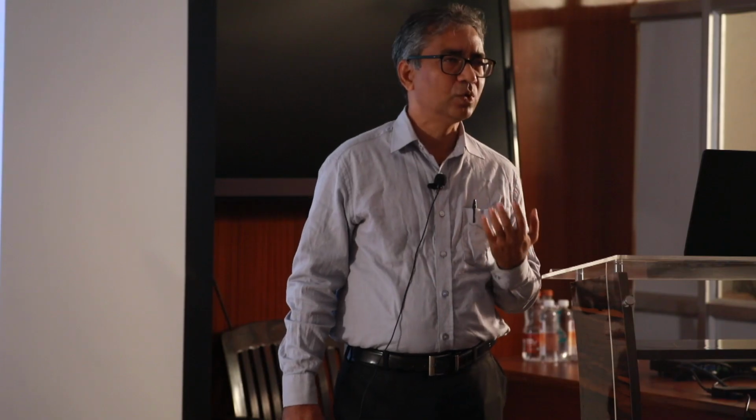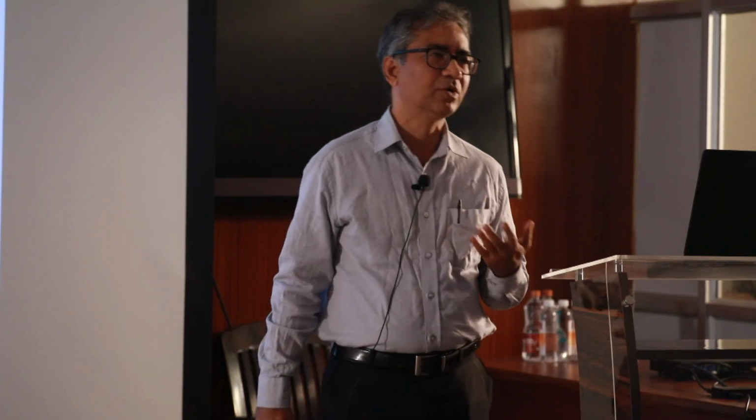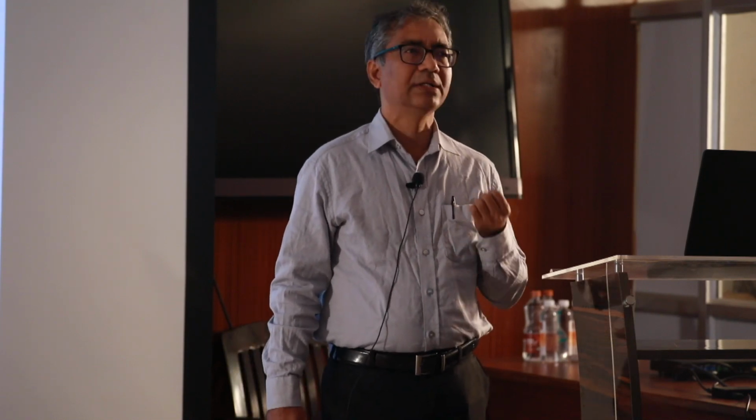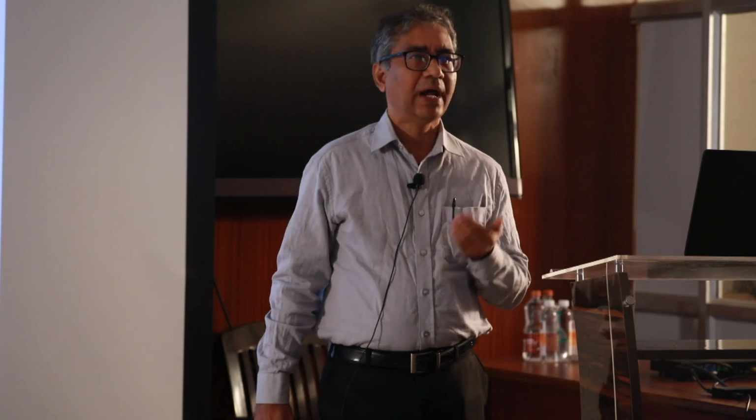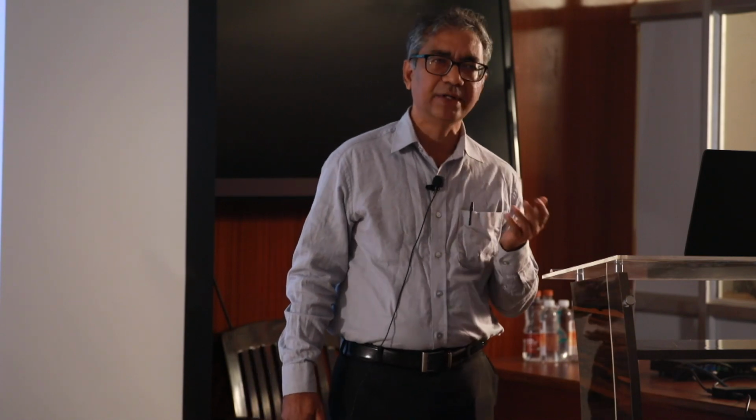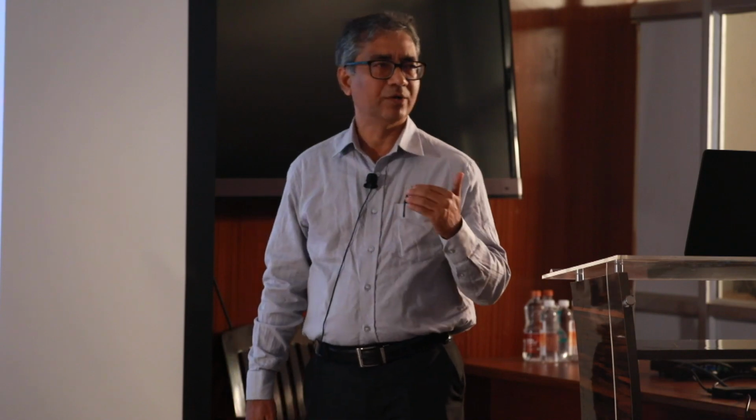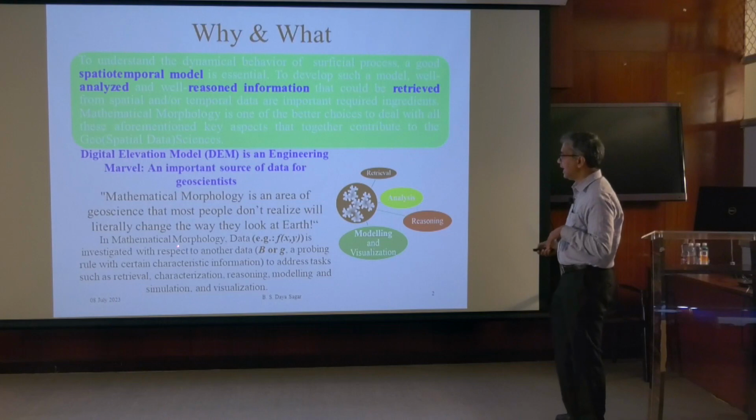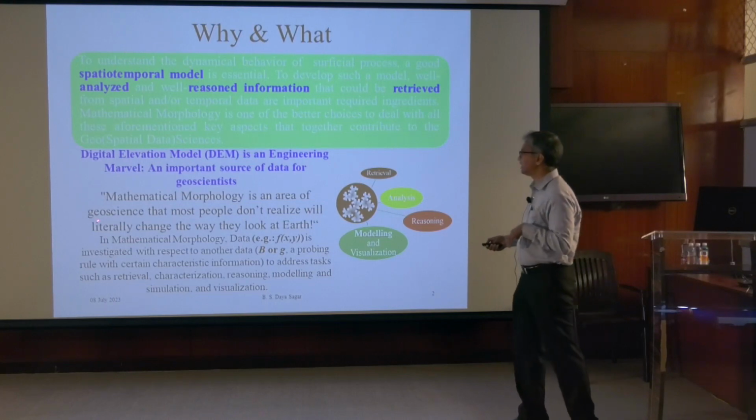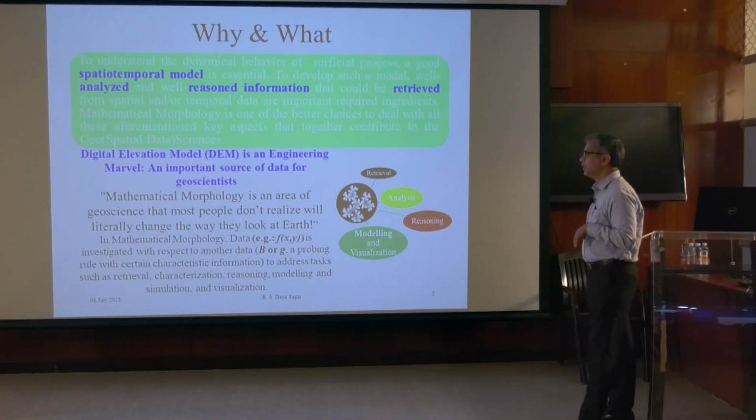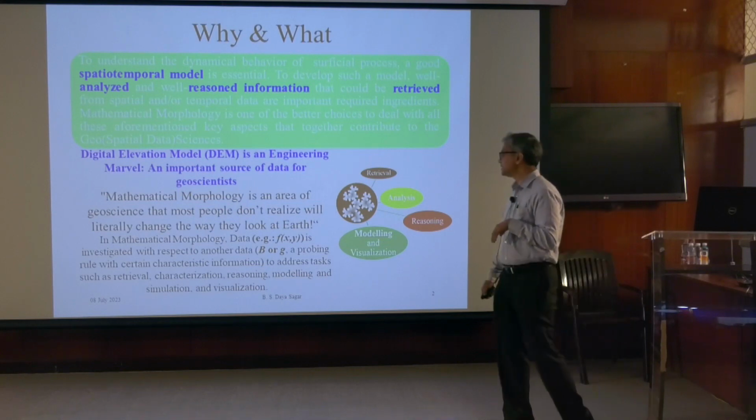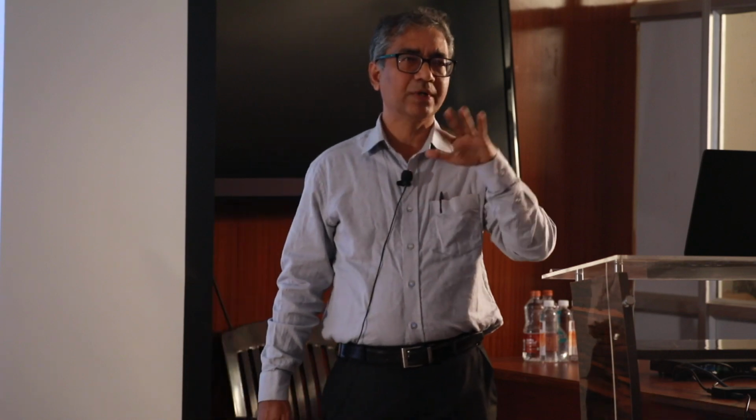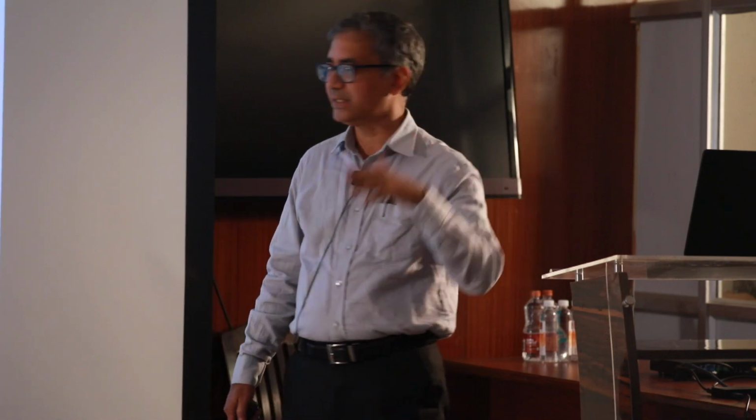If someone knows mathematics like mathematical morphology, wavelets or fuzzy set theory, they can look at the DEM from a different perspective. Many hidden features can be retrieved, and then we can work on the behavior of those features, how they behave across time periods. I could see that mathematical morphology is an area of geoscience that most people don't realize will literally change the way they look at Earth and Earth-like planets. Particularly I am talking about terrestrial surfaces and planetary surfaces.